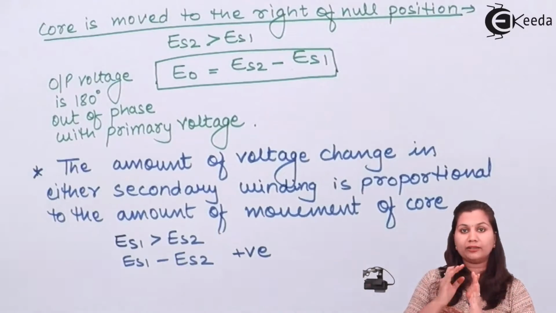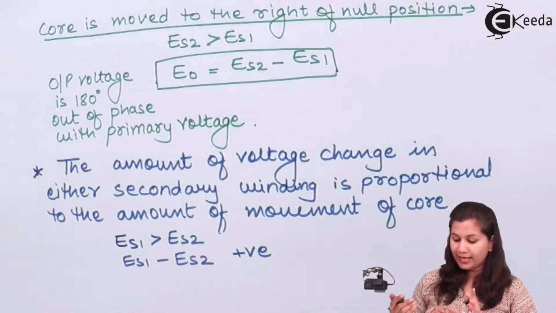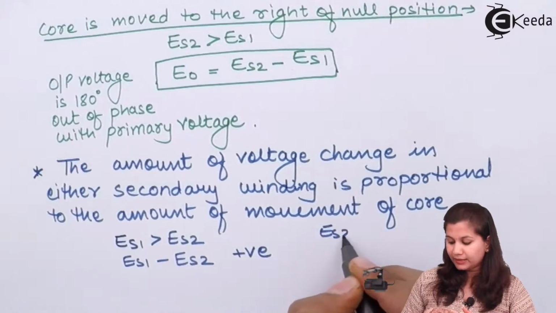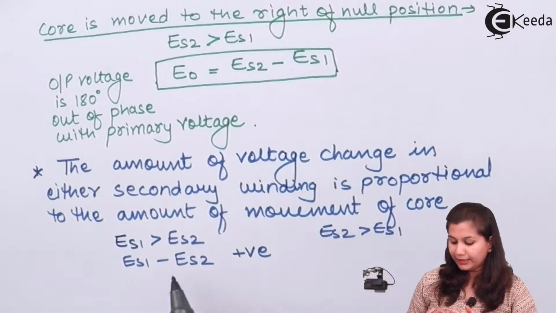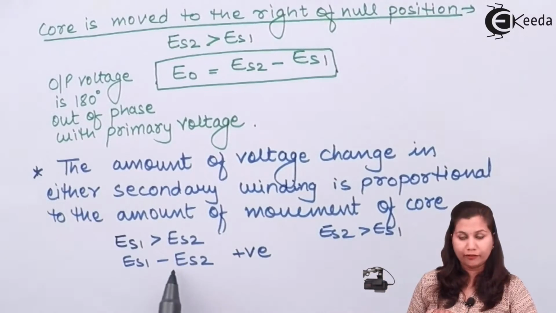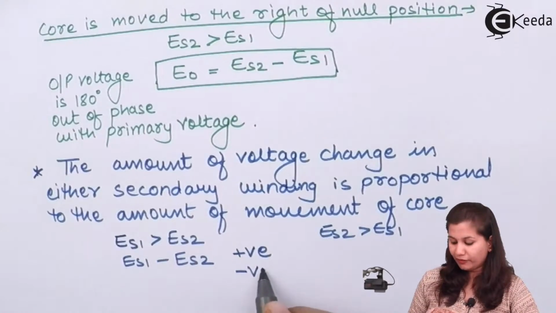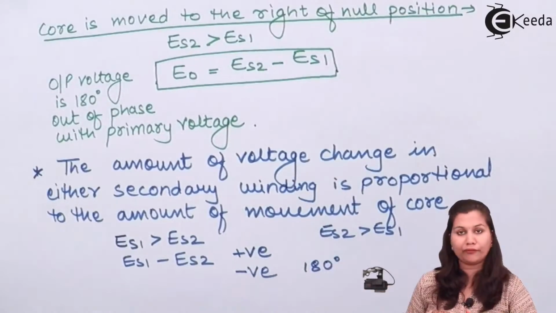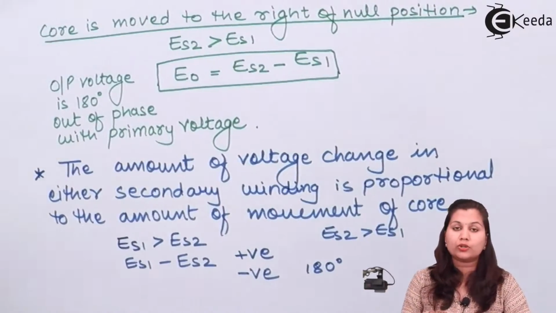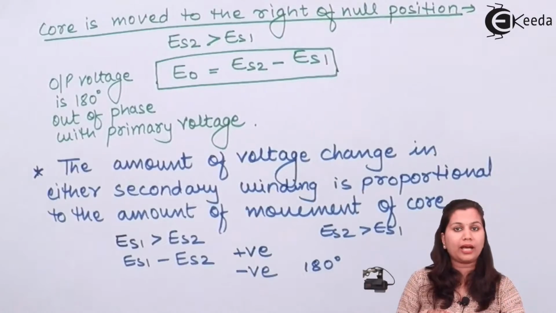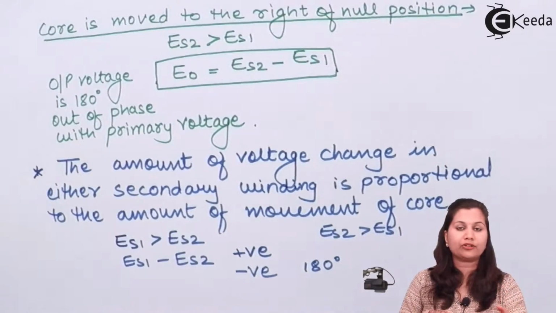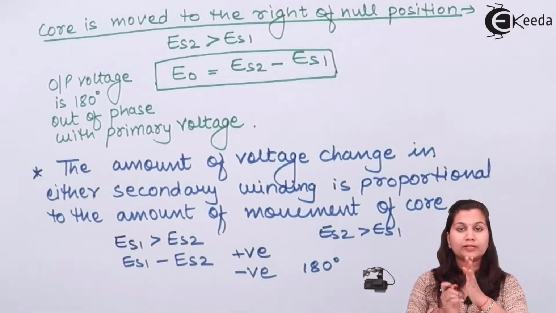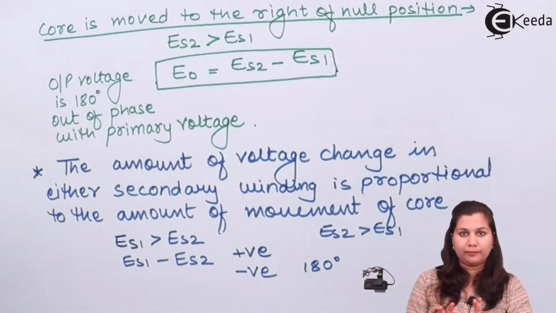Now when the soft iron core is moved to the right hand side, then ES2 is greater than ES1. In that case, the output voltage, which is the difference of these two, will be a negative value, since ES2 is greater. And also the output is 180 degrees out of phase with the source voltage. So again, by checking the magnitude and the phase relationship, we will know that the soft iron core is moved to the right side of the null position.